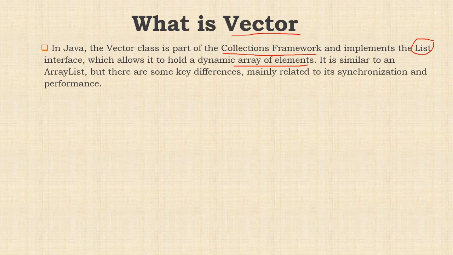It is similar to an ArrayList, but there are some key differences mainly related to its synchronization and performance. It is similar to ArrayList: in ArrayList also we can store multiple objects, and in vector also we can store multiple objects. But there is some difference between vector and ArrayList, which is related to synchronization and performance.